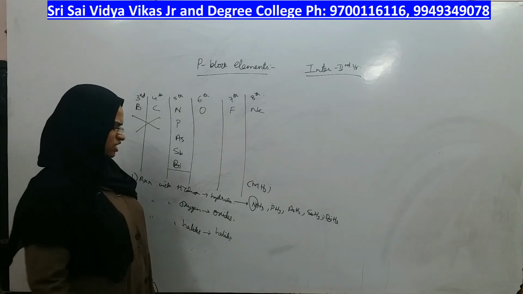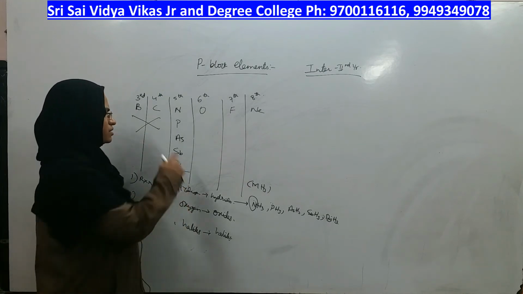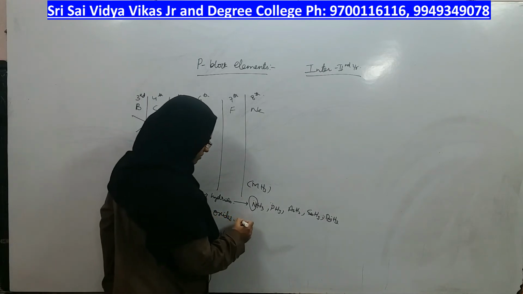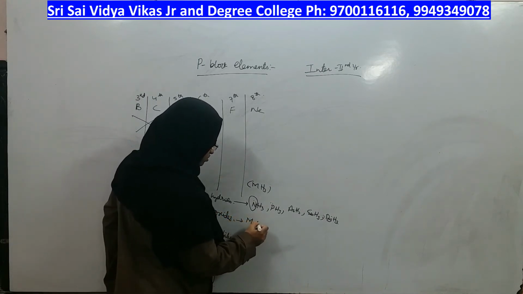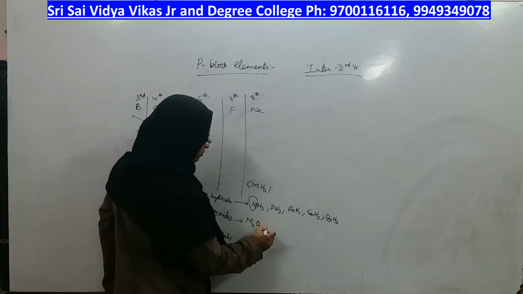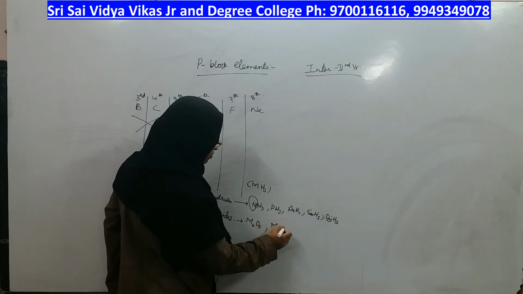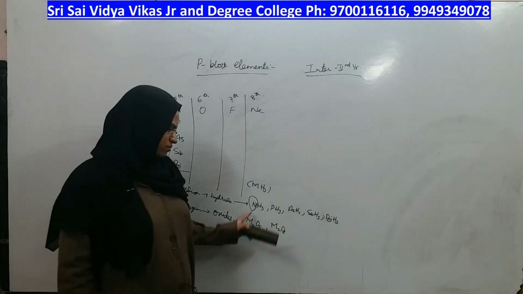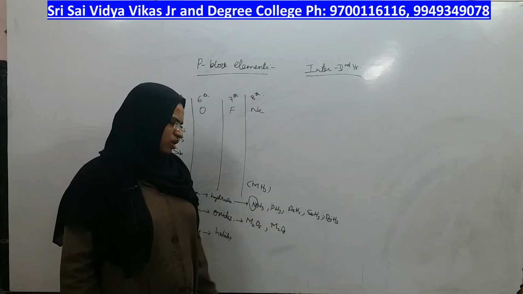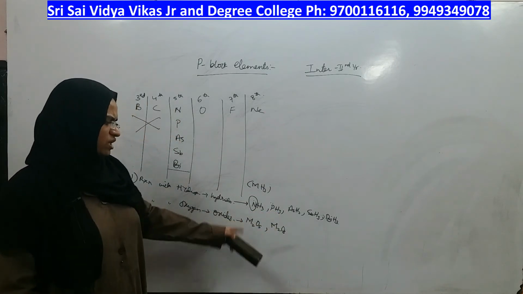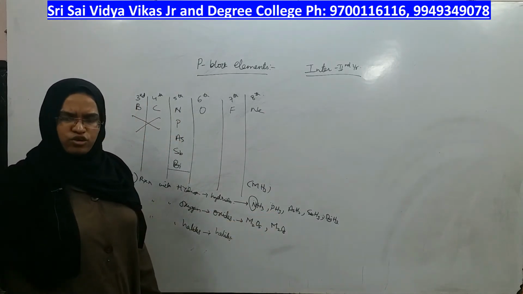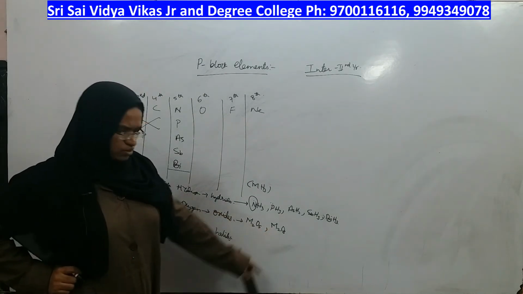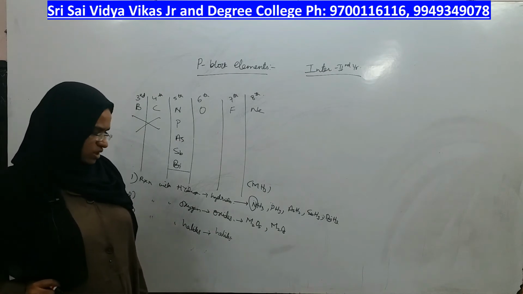Going to the next nature, which is oxides. All the elements of this group can form oxides of the general type M2O5 and M2O3. What is M? M2 can be N2, P2, As2, Sb2 and Bi2 with oxygen. So they can form M2O5 type of oxide, that means pentaoxide, or M2O3 type of oxide, that means trioxide.